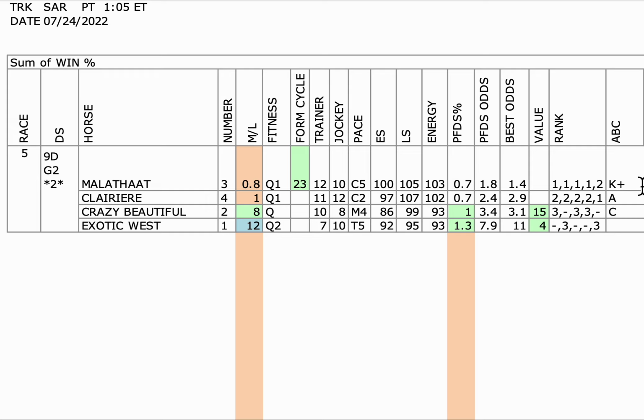Let's try to single Malathat in any horizontal wagers, and maybe play a 3-2 straight exacta just for fun.